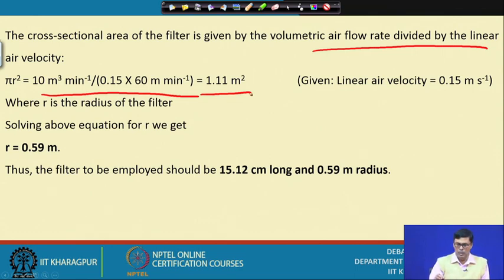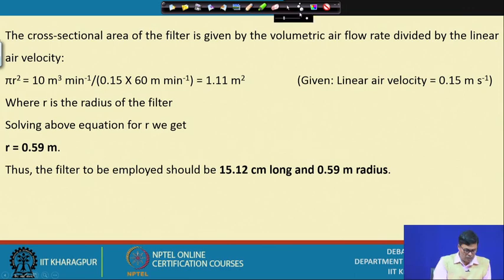Now, when I solve the above parameters, then we can find out r equal to 0.58. So the cross section of the filter is coming about this, the radius is 0.59 meter and the length is this.